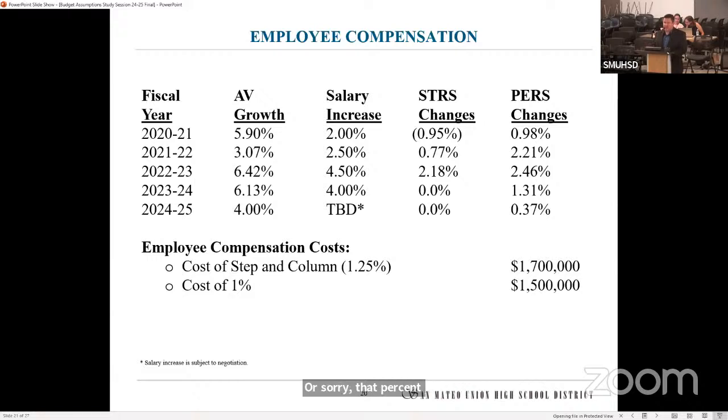And we always note in terms of employee compensation costs that our average step and column cost is about 1.25%, which is about 1.7 million. And the cost of 1% to all units is about 1.5 million.